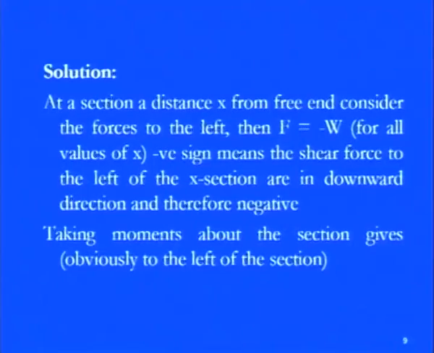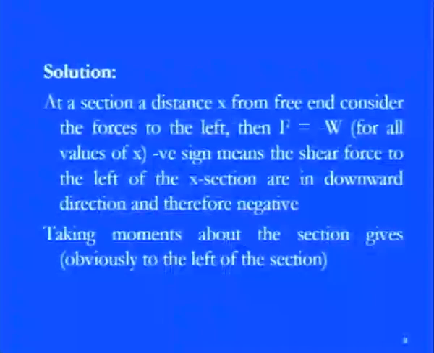Now the procedure is like this. First of all, take a section at a distance x from the free end and consider the forces to the left. Always go from the left hand portion, as we discussed. We take a section dx at distance x, and since the forces are going in this direction, the shear force is like that. So F equals minus W for all values of x.